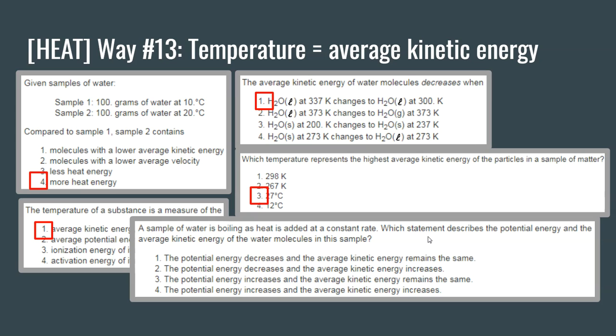Here we have a sample of water that is boiling as heat is added at constant rate. Which statement describes the potential energy and the average kinetic energy of the water molecules? Again, when looking at problems that involve average kinetic energy, think temperature. Here it indicates that the sample of water is boiling as heat is being added at a constant rate. You have to remember that when a substance is boiling, it's at its boiling point. But the temperature at boiling is constant. So use this information in order to figure out what the correct answer choice is.